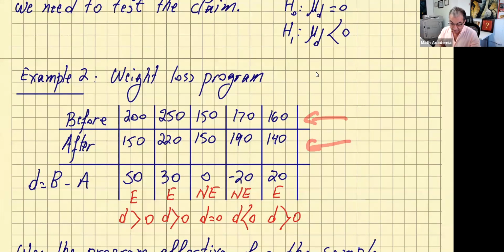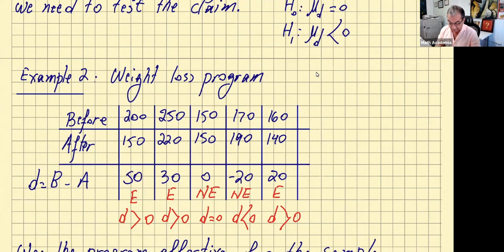Before and after. So the first person was 200 pounds before, and after going through the program or the treatment is 150. So it's obvious it was effective for that person because the person lost 50 pounds. You take the difference, always before minus after. So it's positive 50 and it's effective. In this case, just notice if the difference is positive, then it's effective because it's weight loss.